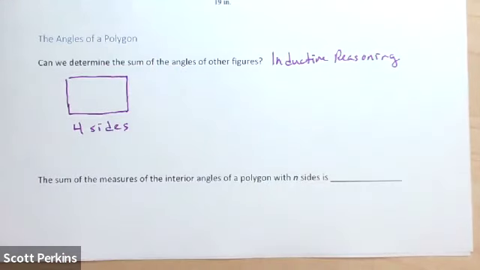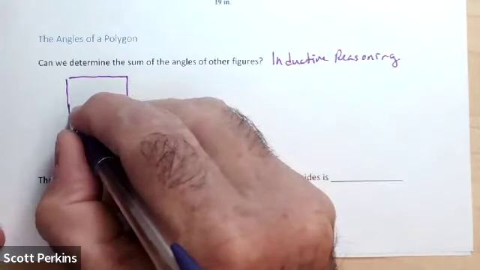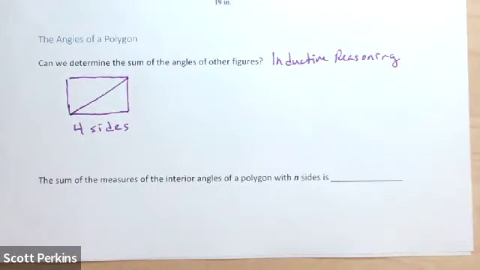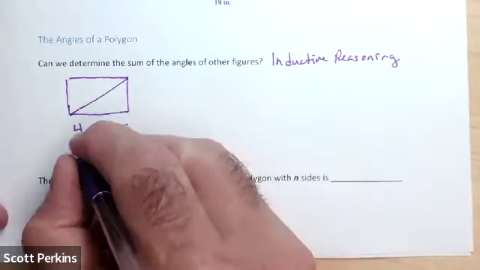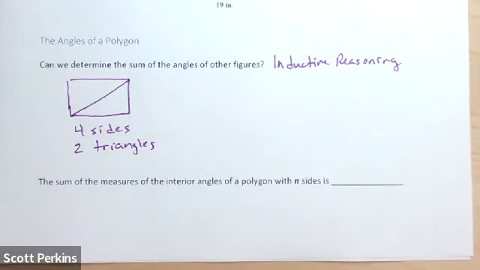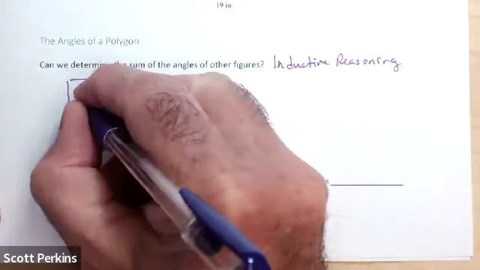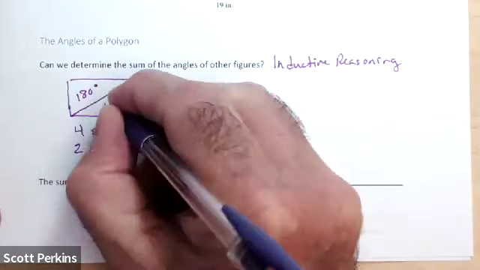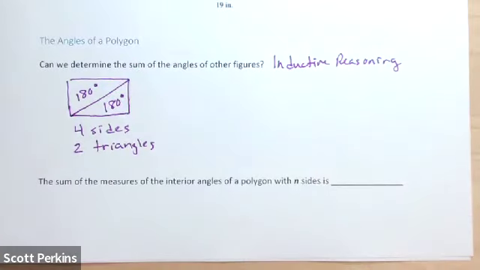So I've got 4 sides. Here's what I'm going to do. I know that a triangle has 180 degrees in its interior angles. So I'm going to take a meat cleaver and slice this rectangle into 2 triangles like that. All right, each triangle then has 180 degrees. So this triangle up top would have 180 degrees. This triangle down at the bottom would have 180 degrees.